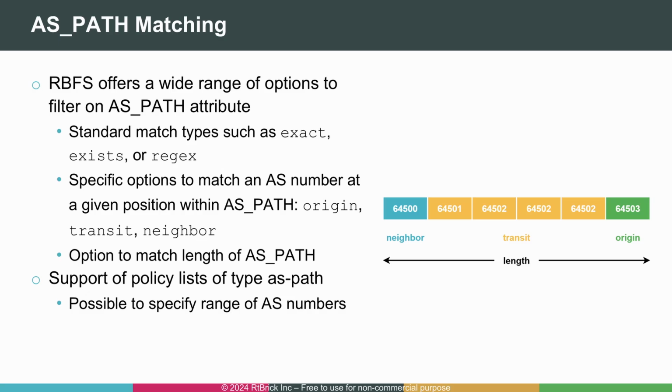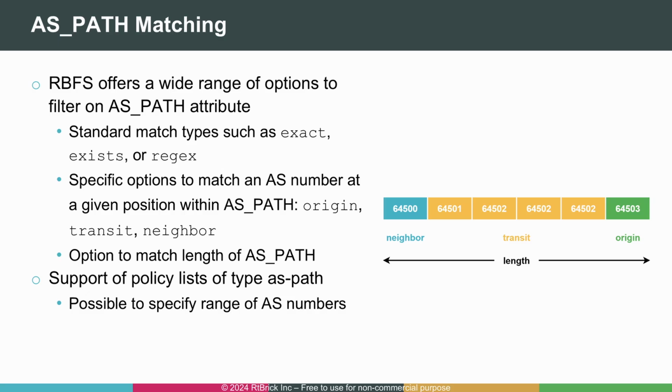RBFS also provides a way to directly match the length of the AS path without needing to define a complex regular expression. Filtering on AS path length helps network operators prioritize shorter, more direct routes and avoid unstable or suspicious paths that may indicate misconfigurations or security risks. It's a simple yet effective way to enhance routing performance and safeguard the network.